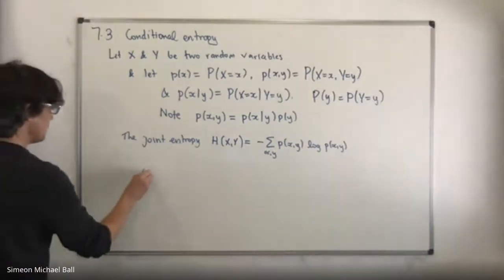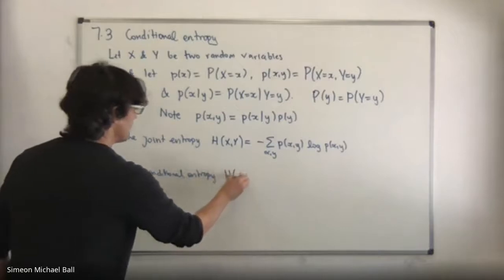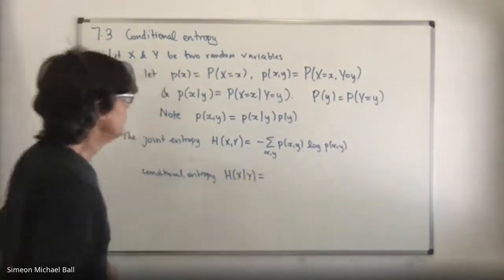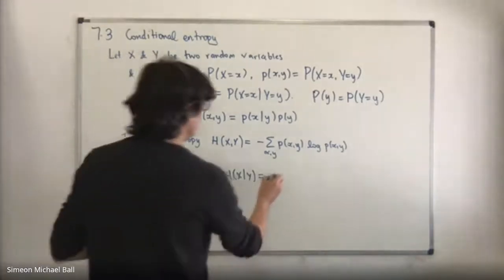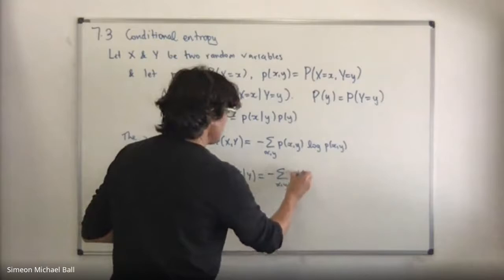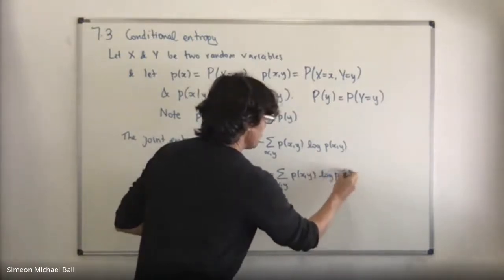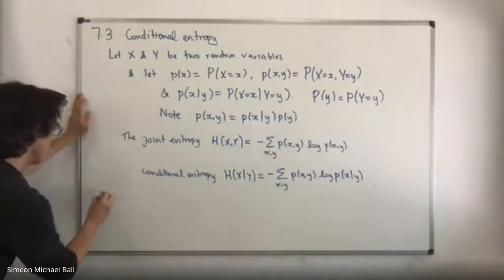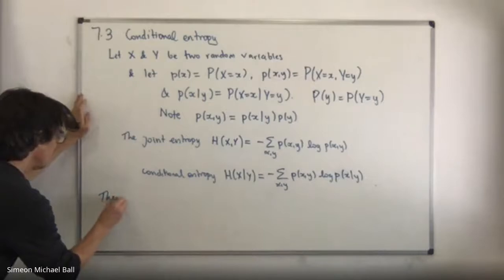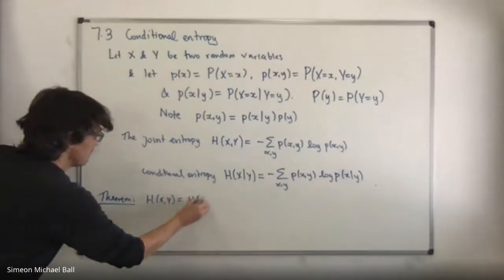And the conditional entropy, or we can do both of those. Again with a sum over x, y, with the probability for the joint distribution and the probability of the conditional one. And from this, we can prove that the joint entropy is equal to the conditional entropy.